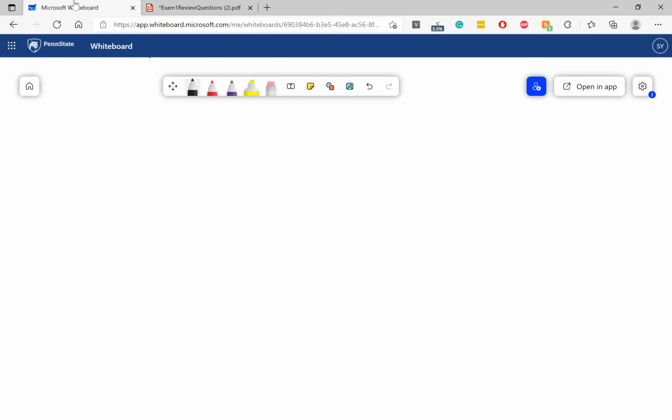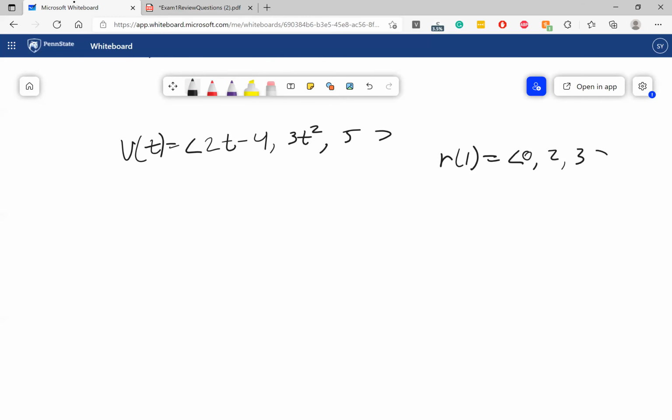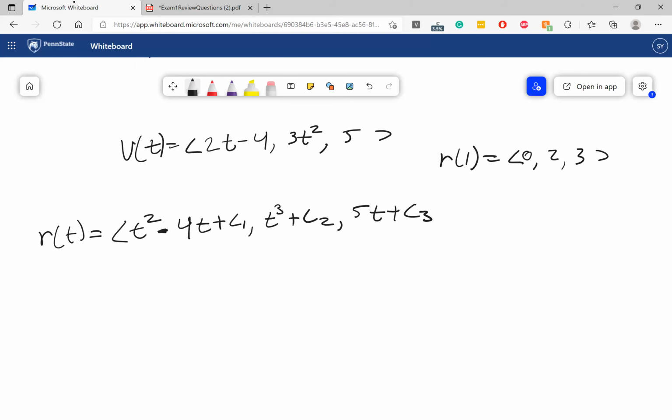So your velocity, v of t, is equal to 2t minus 4, 3t squared, and 5. And your R of 1 is going to be 0, 2, 3. So R of t is going to be t squared minus 4t plus c1. The second one is t cubed plus c2. And the third one is 5t plus c3.